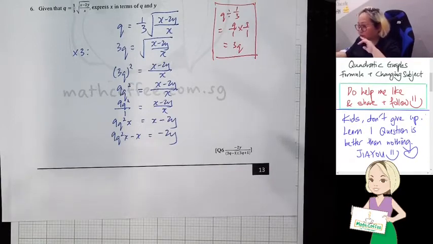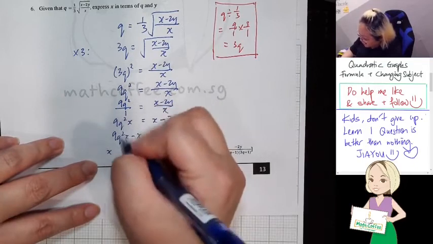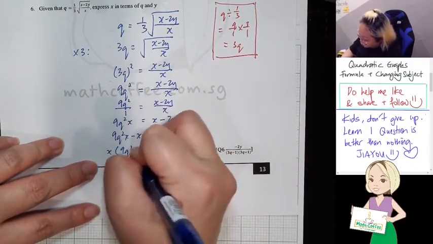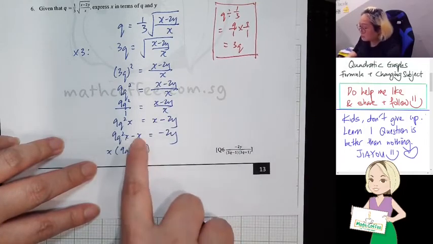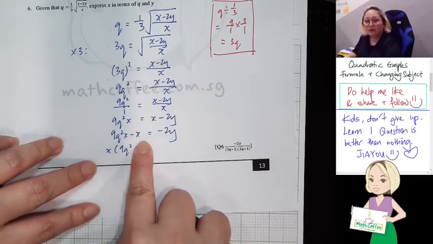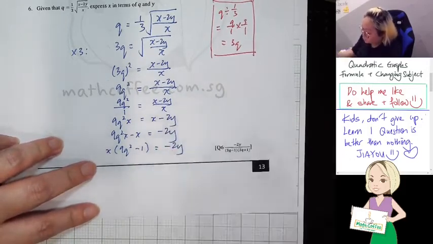So I have a few smart students over here who are listening to me. Now I have 2 terms that have x. So what should I do next? Well done. Factorize out the x, okay? So take out the common factor x. Yes, well done. So I left with 9q squared minus 1. Take note, when I take out x, this is minus 1. Some students say, oh, take out x, become disappear already. No, take note, there's a minus 1. Equals to minus 2y.